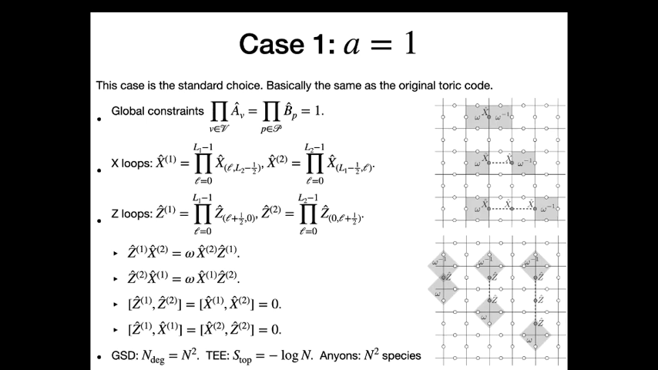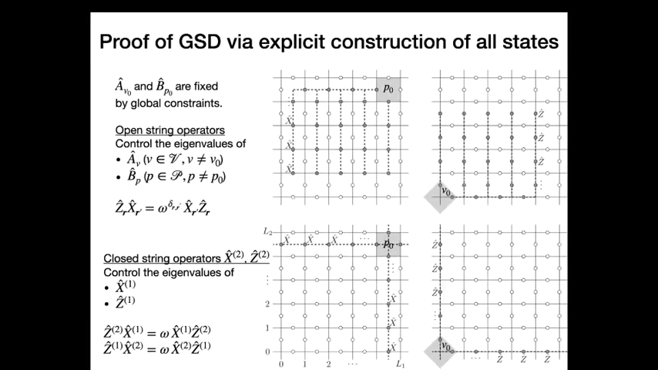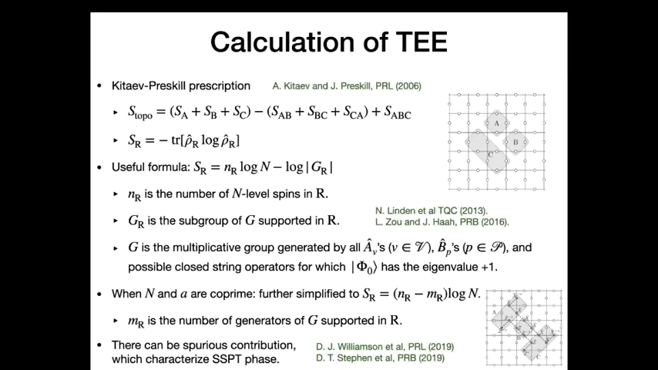anyons. And so far I didn't explain the calculation of entanglement entropy. So here, let me explain how we compute it. We follow this prescription by Kitaev and Preskill. I take three neighboring regions, A, B, C, like this, and I compute the entropy of each region, S_A, S_B and S_C, and S_AB, S_BC, S_CA, and S_ABC, and I combine them together this way. This is just to avoid some artificial contribution from the choice of the boundaries.